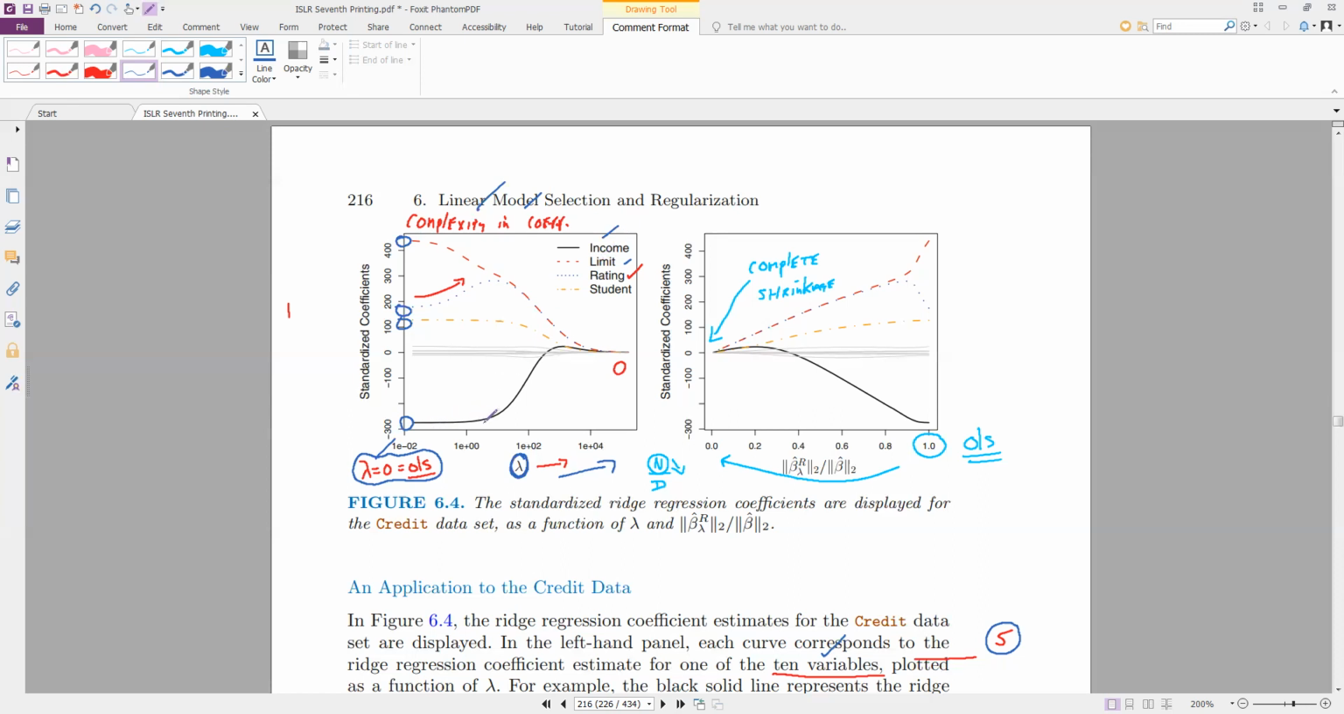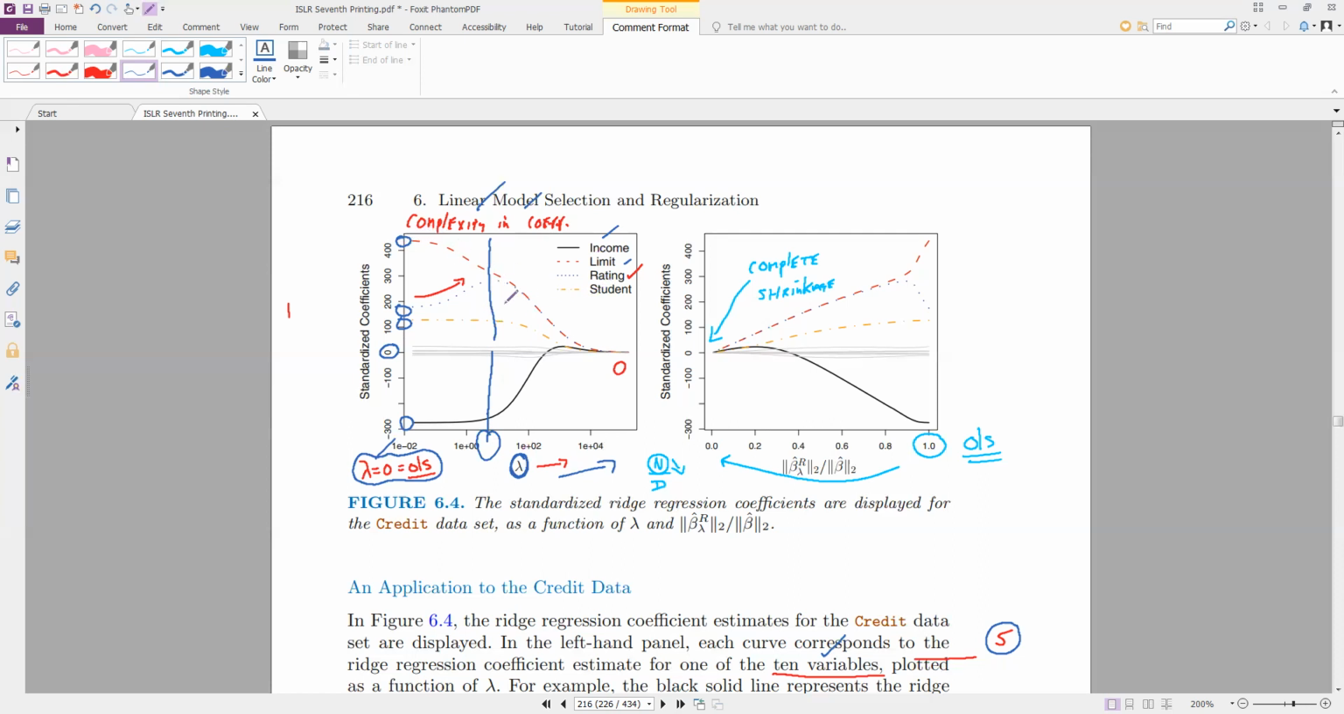Income almost remains the same up to about here. Now look, what happens to limit? Limit starts to decrease, and it starts to decrease towards a value of 0. Now, if you think about it, that makes sense, because we're doing ridge regression, and we just said that ridge regression shrinks coefficients towards 0. So the fact that limit is dropping makes good sense.